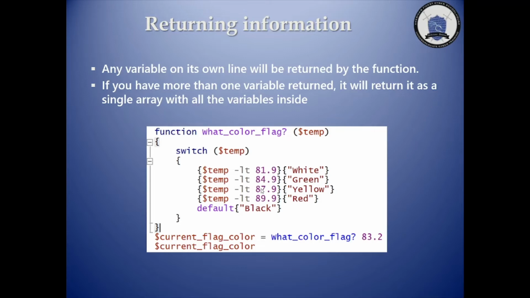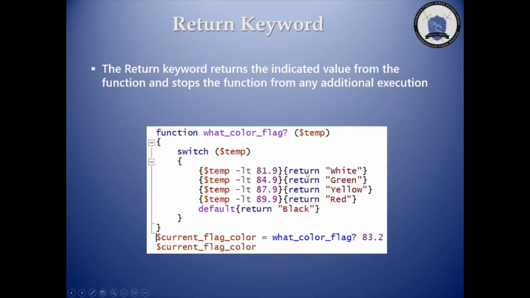So you have to be careful here because without the break or the keyword return here, it will keep running. Here you can see we add return. This will actually stop it once one of these conditions is met. So if the temperature is 80, it's going to print out white, and then it will stop checking for the rest of these.